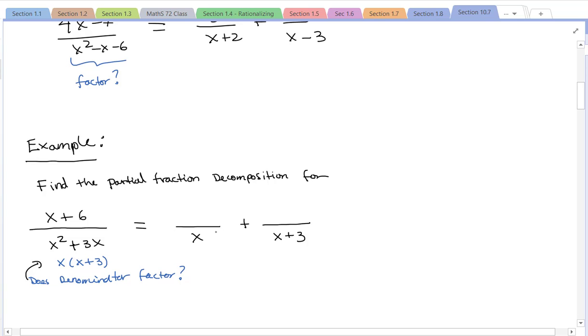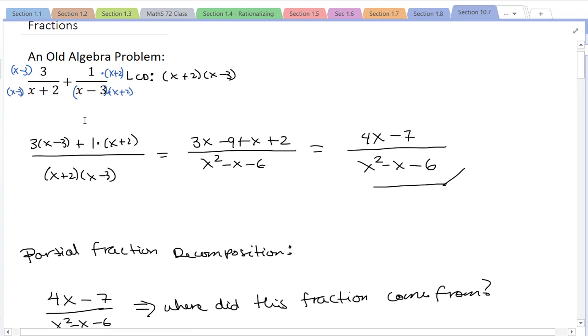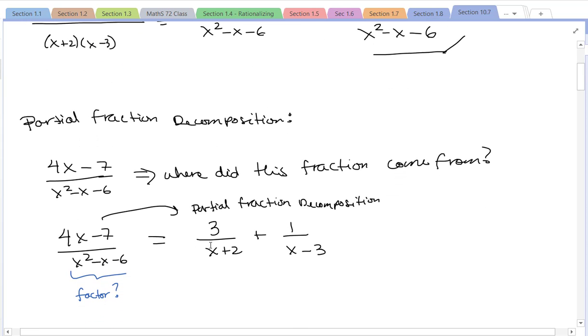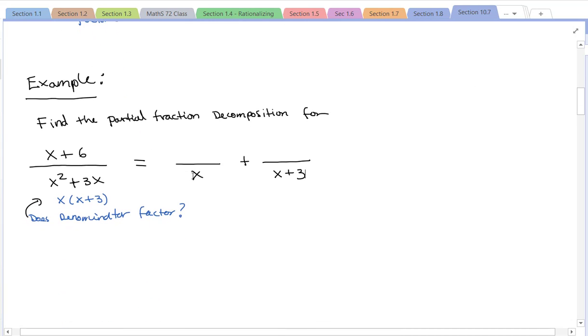Now, going back to the one that we did before, notice that the factors for this quadratic were also linear, x plus 2 and x minus 3. And notice that above we had constants. This came from doing the original problem up here, but notice that when I have a linear factor, I have a constant term above. Here I have a linear factor, so I should have a constant term above. So we're going to call them A and B for the constants.